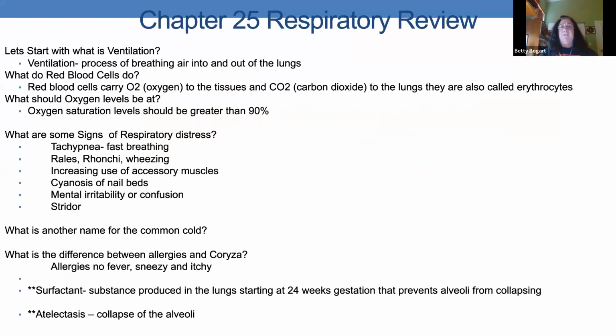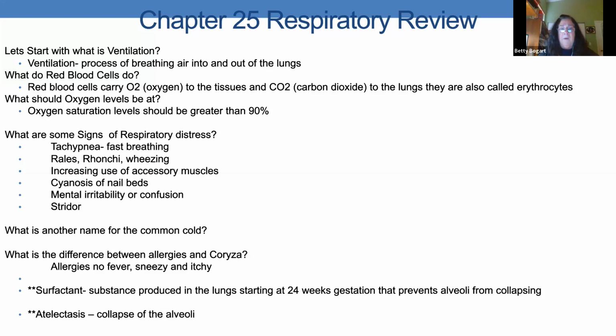All right, first of all, we're going to talk about respiratory. Now, respiratory is about breathing in and out, right? The red blood cells in our body go up to the lungs, collect the oxygen, and bring it around to our body. The cells that do that are called erythrocytes. So erythrocytes are what carry oxygen to the cells.